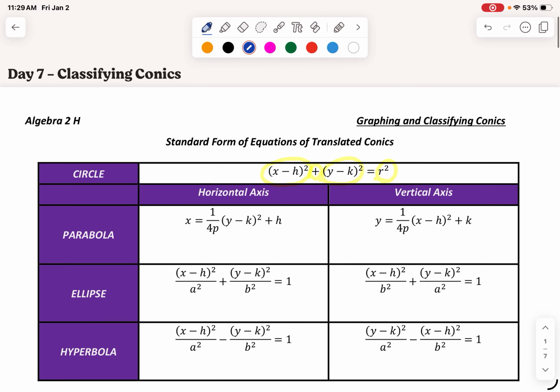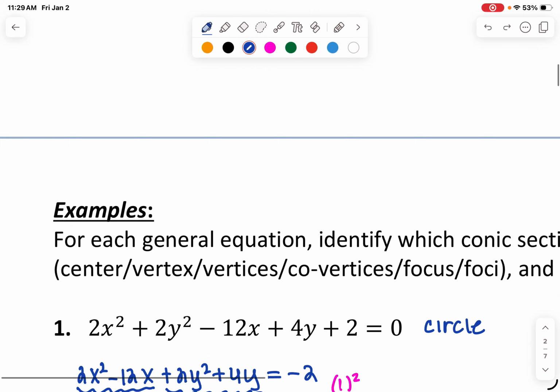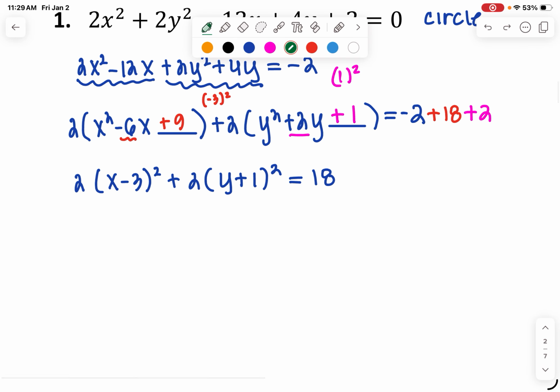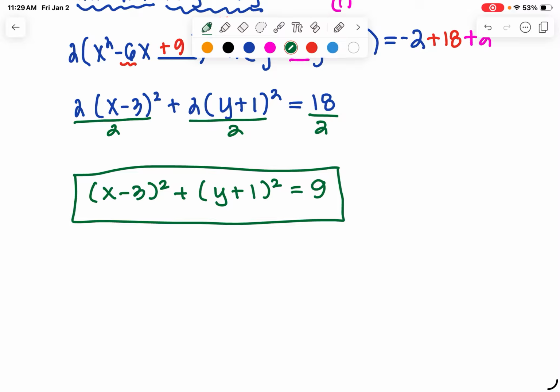If we go back to our circle and see what it looks like, the only thing is that circles have lead coefficients of 1, right? We know if they're the same, it's a circle, but we want it to be a 1 so we can graph it. So let's get it to be a 1. How are we going to get it to be a 1? By dividing by 2. So we're going to divide both sides of the equation by 2. When we do that, we divide everything by 2, each term separated by addition or subtraction. And we have x minus 3 quantity squared plus y plus 1 quantity squared is equal to 9. And now it looks like the standard form of a circle.